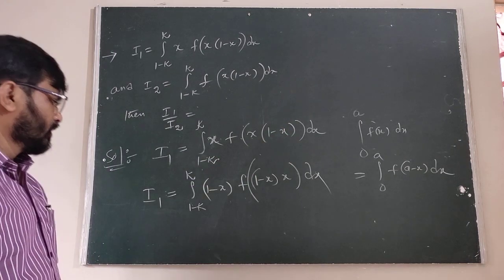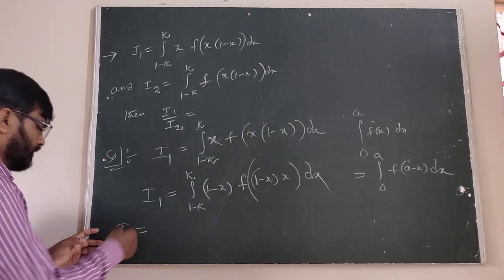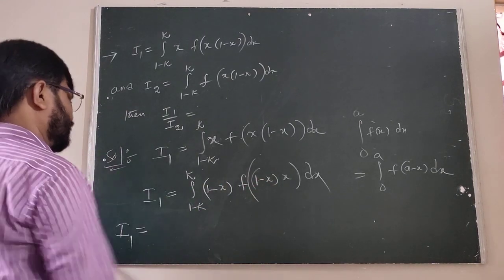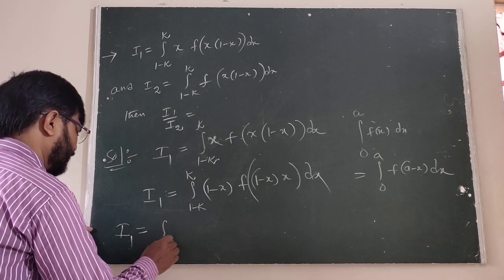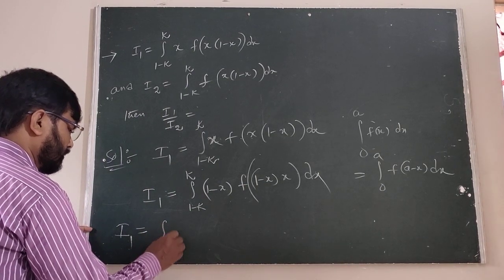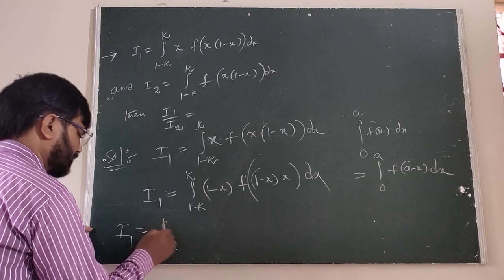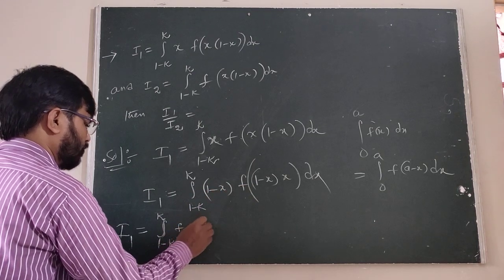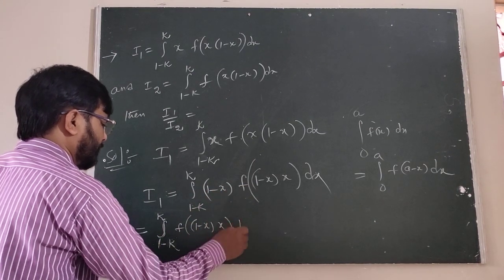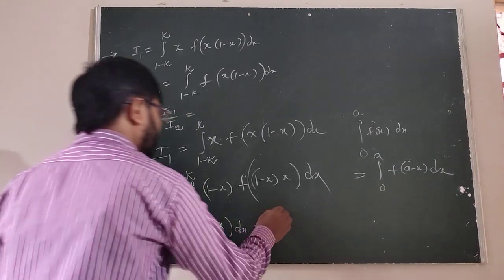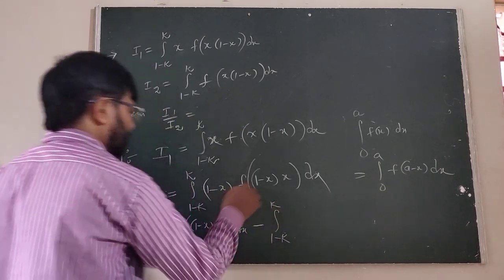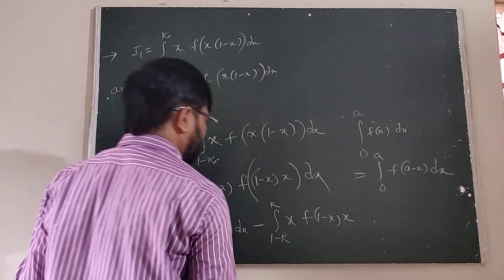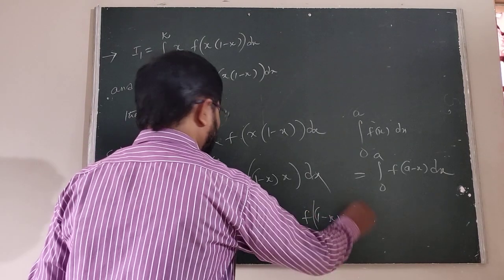1 cancels. Now again we can write that I1 equals, now this is first multiplied with 1. We can split into two integrals. We can write the two integrals. This is 1 minus k to k, when we multiply with this one, f of 1 minus x into x dx. Another one is the integral of 1 minus k to k, now this is multiplied with x into f of 1 minus x into x.